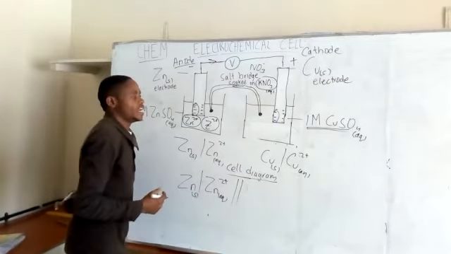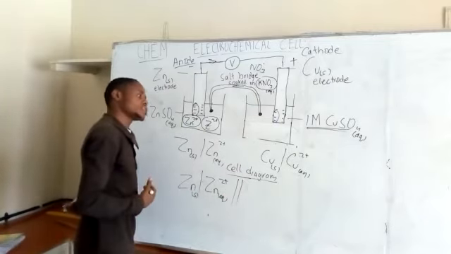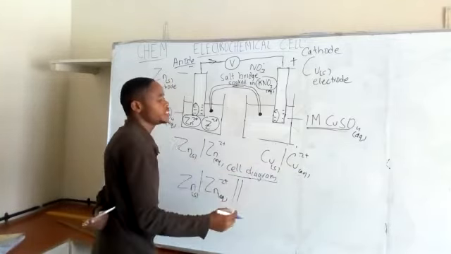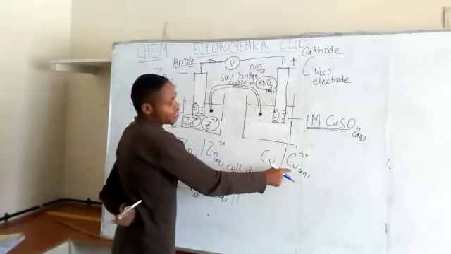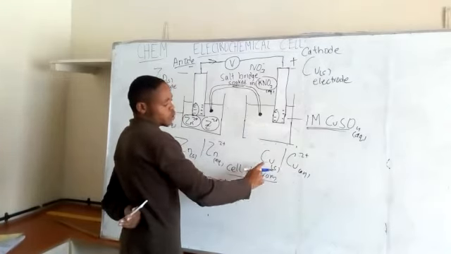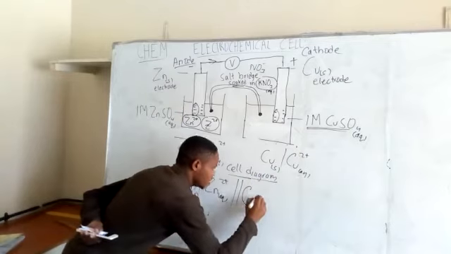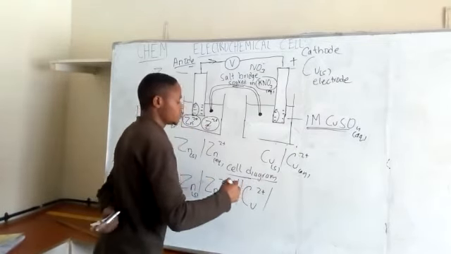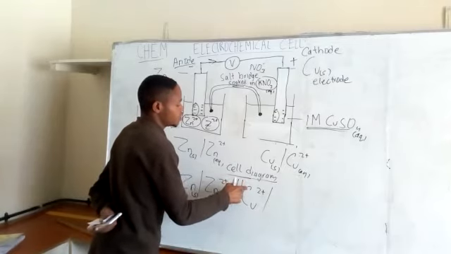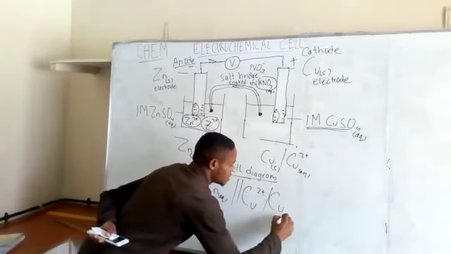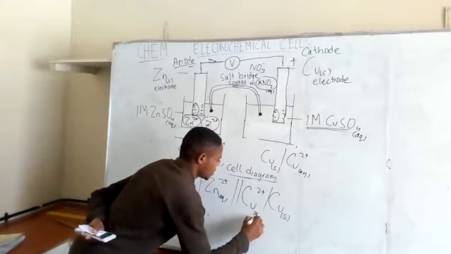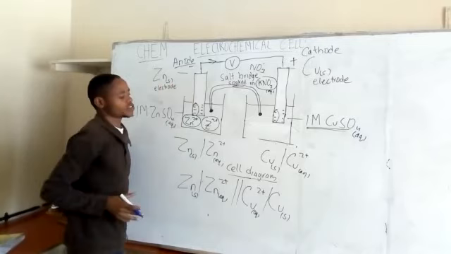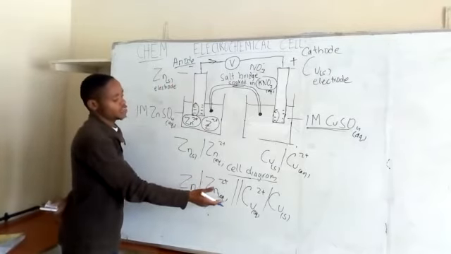In the other half cell, what is taking place? Reduction is taking place. So we start with the ions that are being converted to copper, so we write copper ions, then the stroke to represent the phase boundary, then we have the copper solid. This is aqueous. So this is how we represent the electrochemical cell using a small equation.